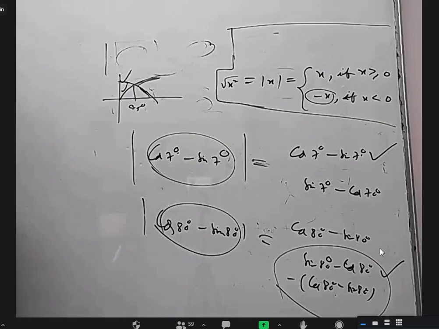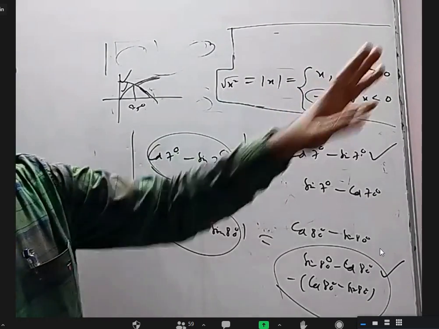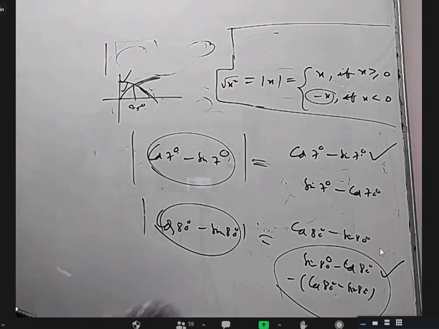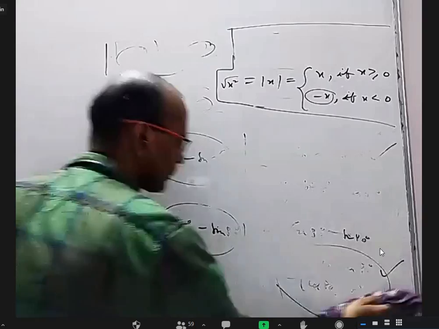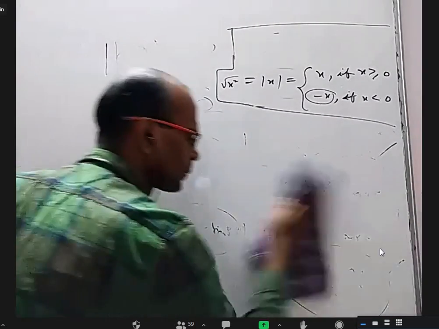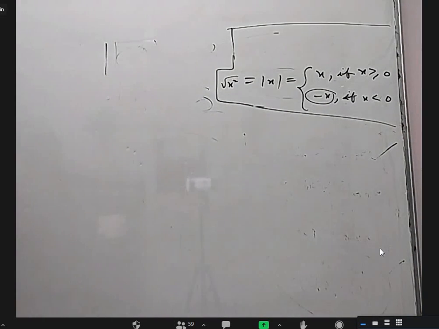Okay, so this is the definition of mod. Mod x is equal to x if x is greater than or equal to 0. Mod x is equal to minus x if x is less than 0. Okay, mostly the first exercise of trigonometry is done. You only have to do the questions.